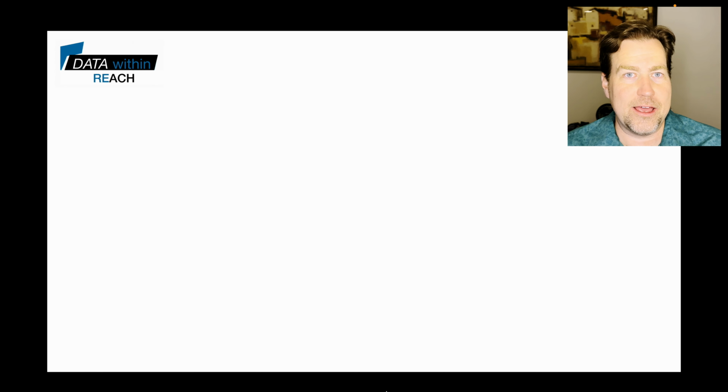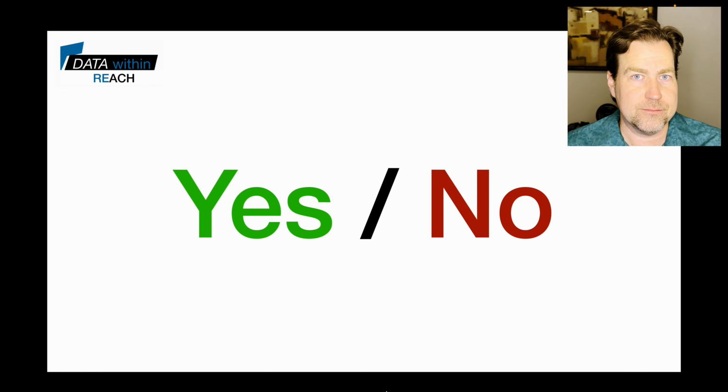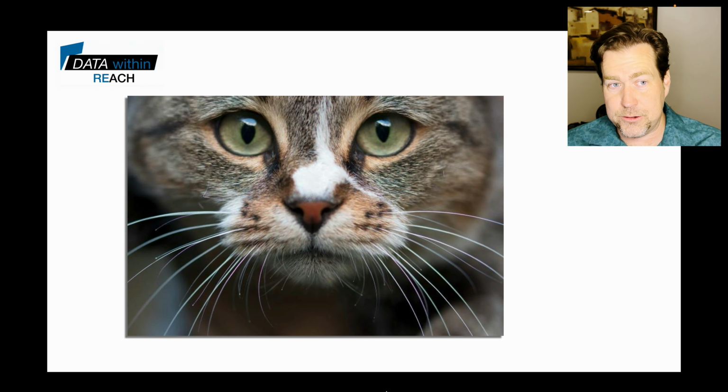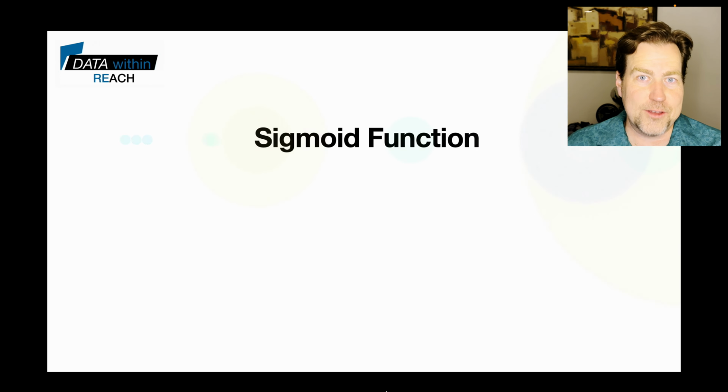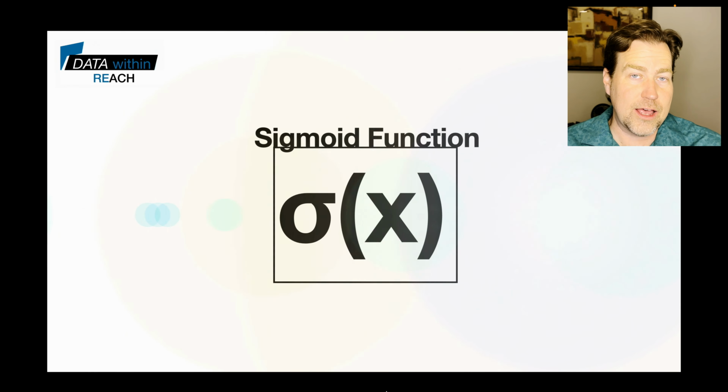Do you want your machine learning algorithm to answer a yes or no question? A question like, is that a picture of a cat? Will that bank loan default? Then you might need a sigmoid function. Today's video is a slightly technical one.